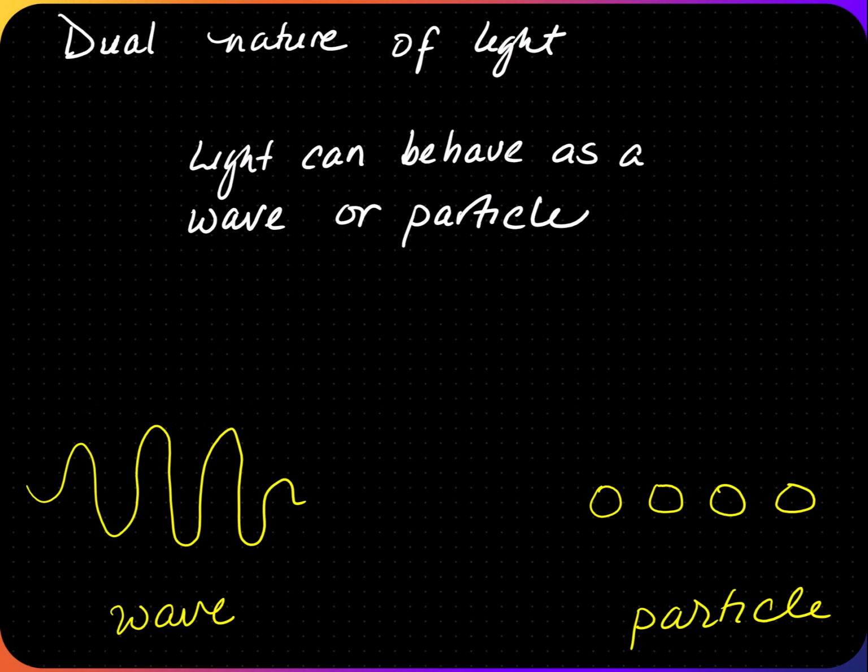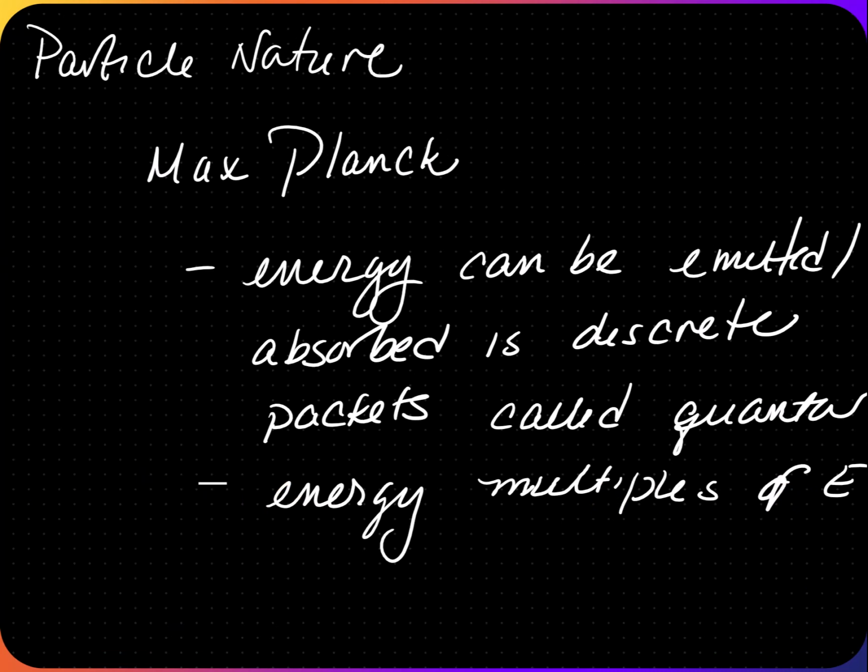One of the most interesting parts of light is its dual nature. Light can behave as a wave or a particle. When it behaves like a wave, it looks like a transverse wave. If it behaves like a particle, it looks like little balls. So what is the particle nature of light? Max Planck was one of the first physicists who described light as a particle. He stated that energy can be emitted or absorbed in discrete packets, and these packets were called quanta.